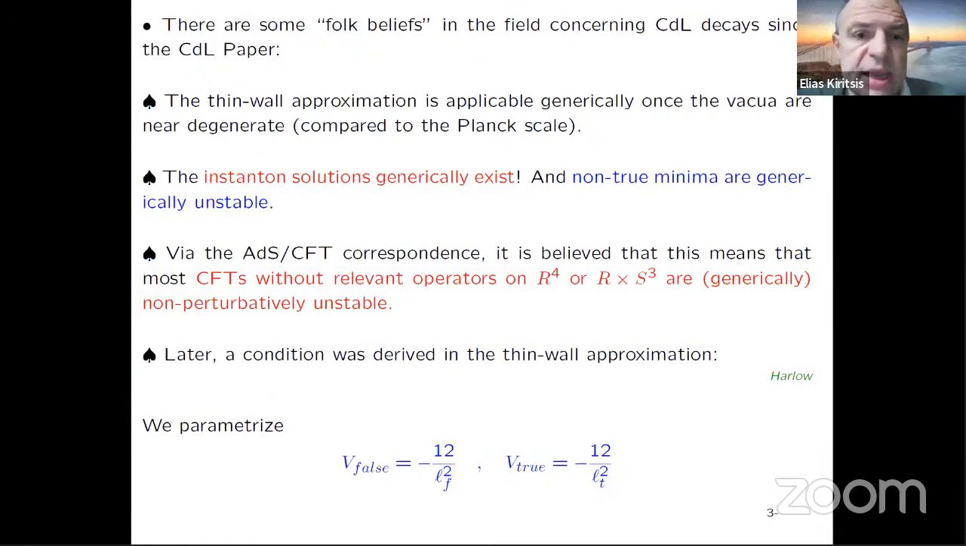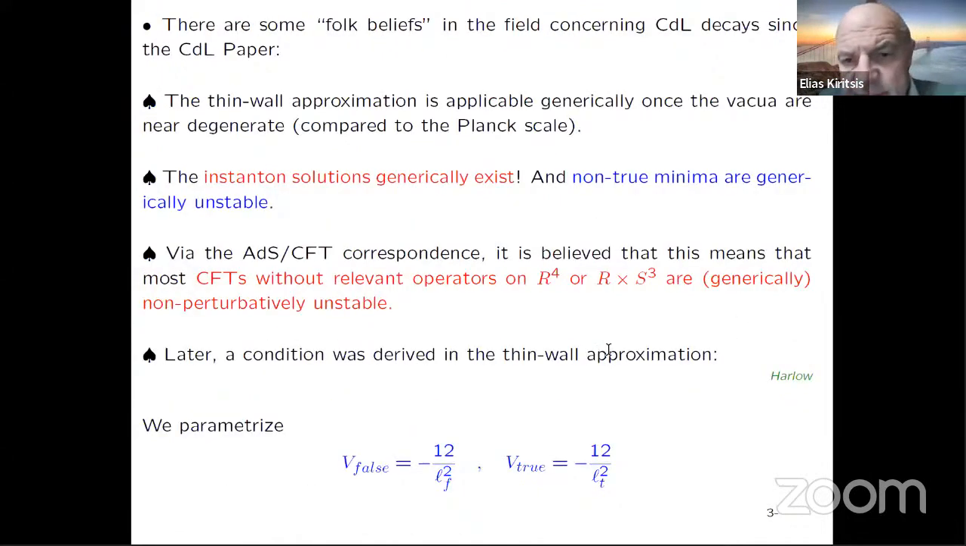Moreover, once the AdS-CFT correspondence came into play, it is believed that the interpretation of these two statements from the point of view of dual conformal field theories is that conformal field theories without relevant operators, either on R4 or on the generalized cylinder, that is R cross S3, are generically non-perturbatively unstable.